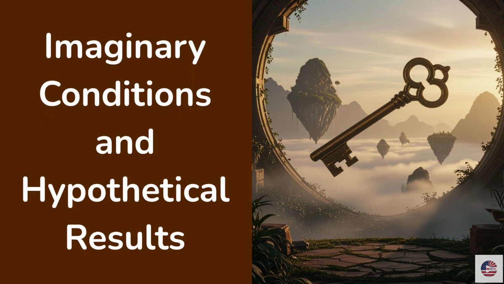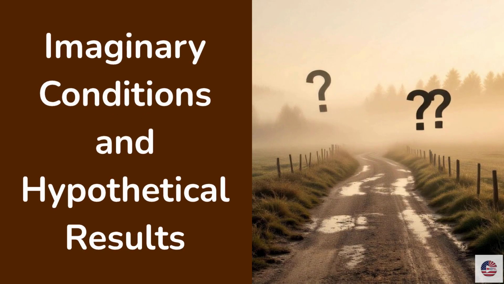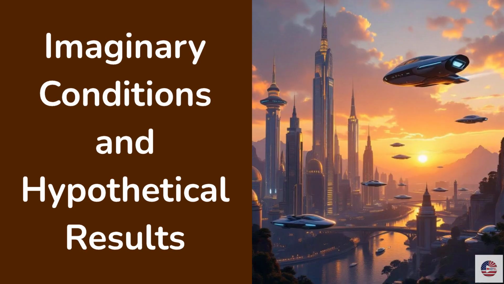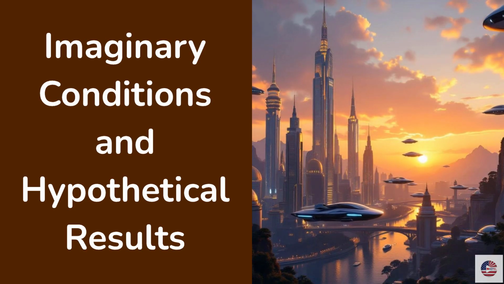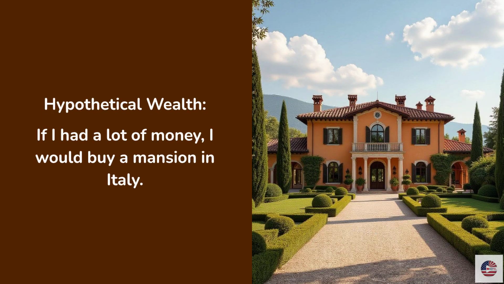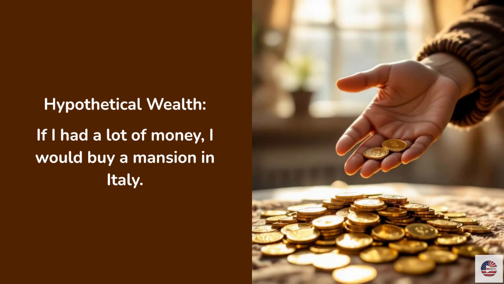The key idea is that the condition is imaginary or improbable. Consequently, the result is a hypothetical consequence, not a likely one. It's about what could happen in an ideal or different world. Consider the example. If I had a lot of money, I would buy a mansion in Italy.